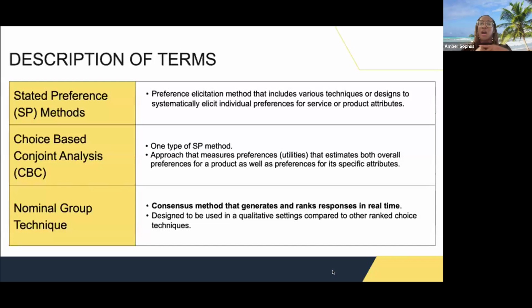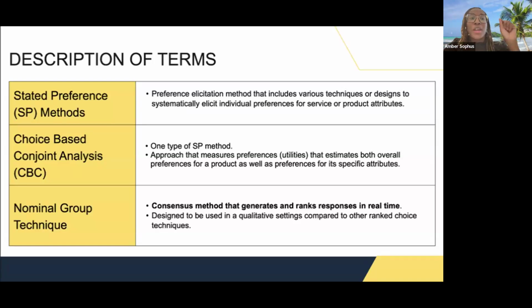So you have these things called stated preference methods. It includes various techniques to systematically identify individual preferences for a certain service or a product by its attributes. So let's say I'm looking for jackets for my basketball team, but I really care about the color of the jacket, how warm you're going to be with the jacket, how long the jacket is, if there's a zipper, if there's a button. Choice-based conjoint analysis is one way where you can identify what particular parts of that jacket are preferred, and then you can create it.